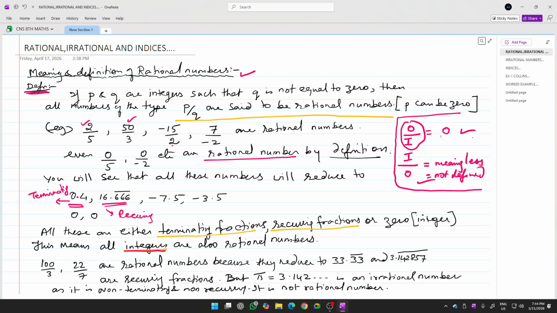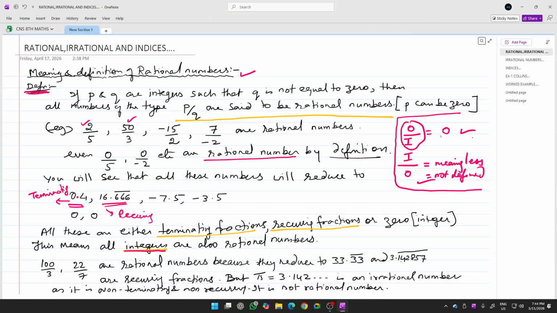Then minus 15 upon 2, if you try to convert it into decimal form, you will get the answer as minus 7.5. And minus 7.5 is a negative terminating decimal. 7.5 is a terminating decimal and it has a minus sign. So whether it is positive or negative, if it is a terminating decimal, then it is recurring. So minus 7.5 is also a recurring decimal and therefore it is a rational number.